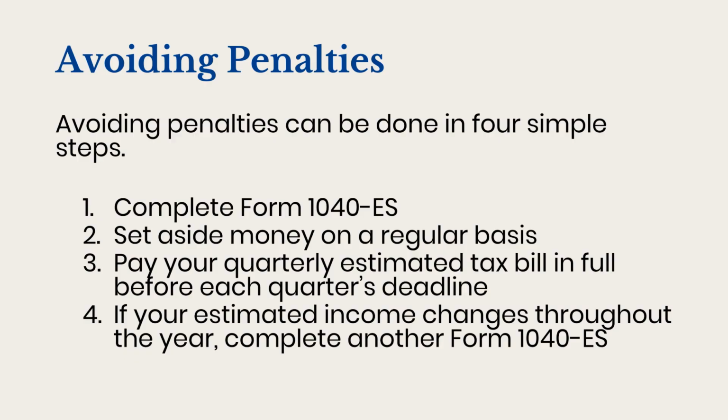If your estimated income changes throughout the year, you can complete another Form 1040-ES to get more accurate estimates as you progress through the year. Do this at least once per quarter if your income is differing from what you expected to ensure you are not underpaying on taxes. If you are unsure if you owe penalties, complete Form 2210 to see if you need to file with the IRS for underpayment.